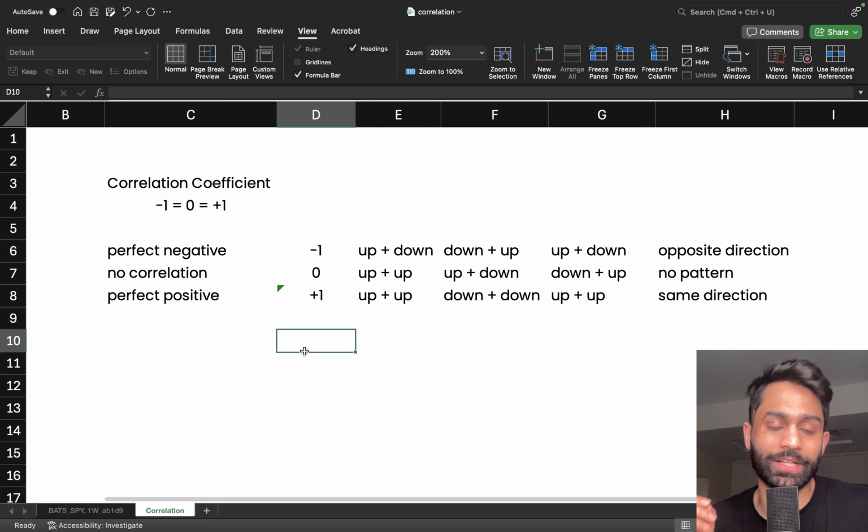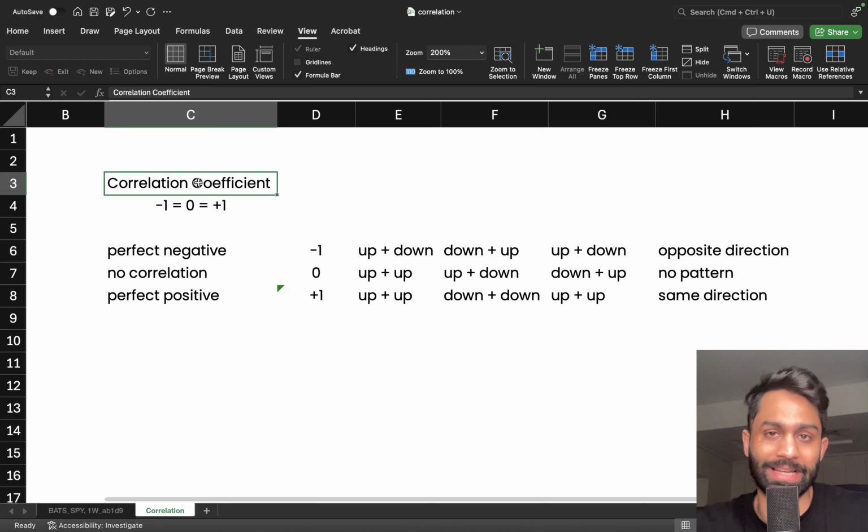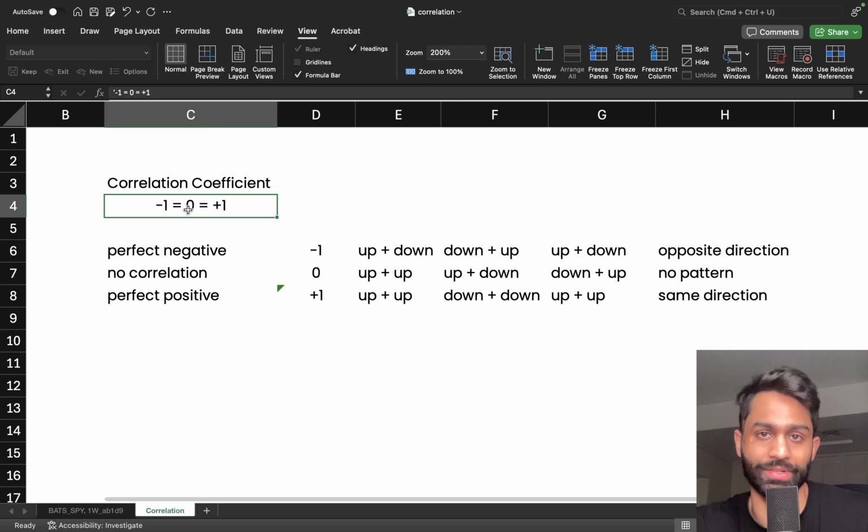But the idea here is for us to understand what is the correlation of one asset class relative to the other. Because when we're talking about correlation, it's never in isolation to one stock or one asset. It's always compared to another asset class. So a correlation is always going to be between a -1 and a +1 number. That's the correlation coefficient.